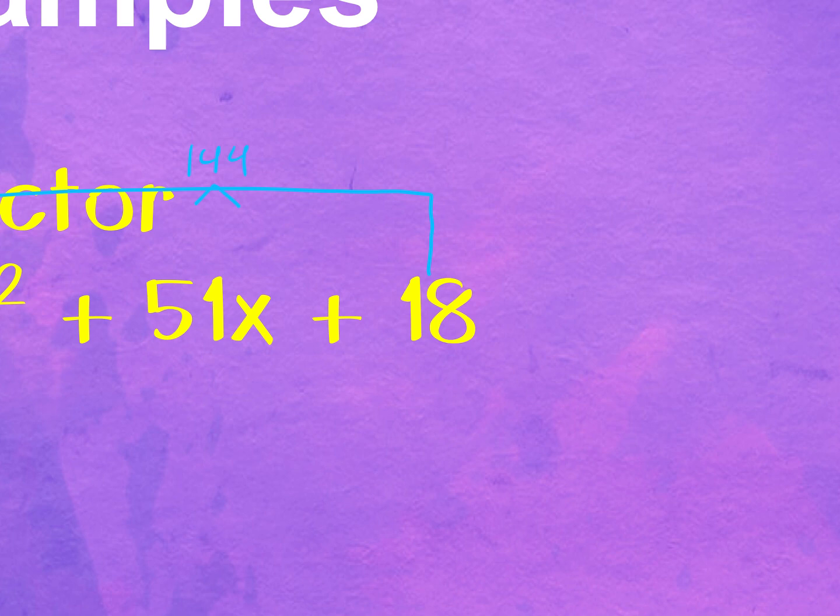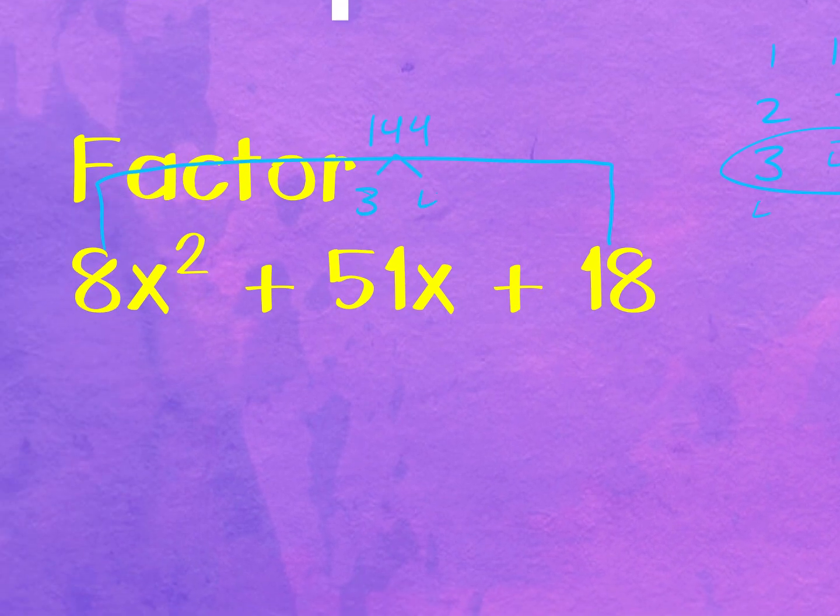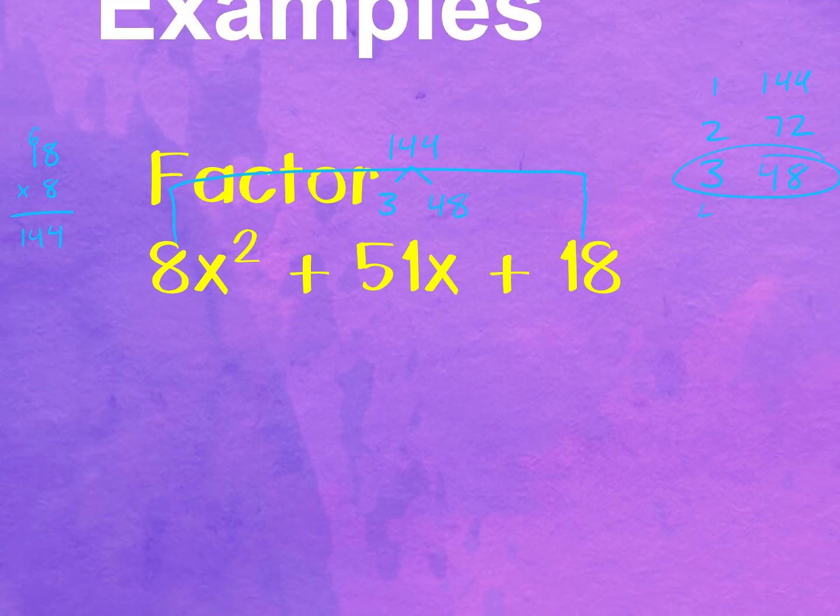Again, let's write down our factors of 144. We have 1 and 144. 2 and 72. 3 and 48. That one, perfect. 3 plus 48 gives us 51. So 3 and 48. So I write x plus 3 times x plus 48.